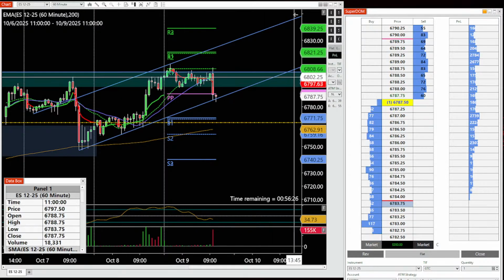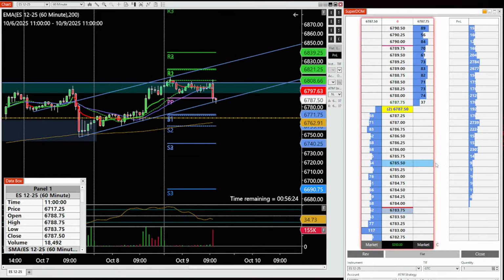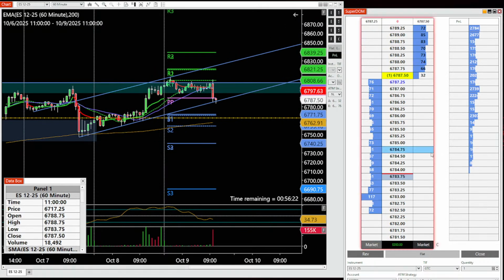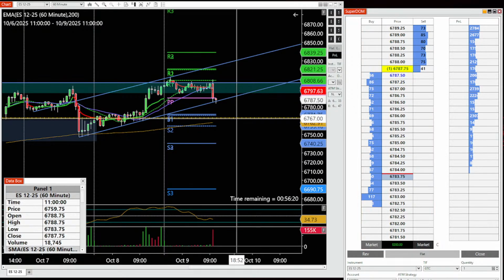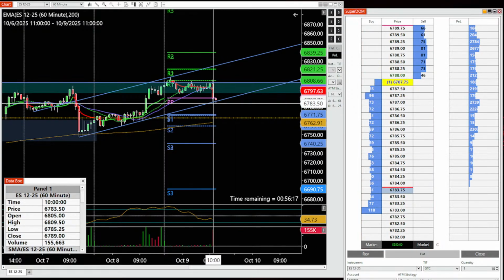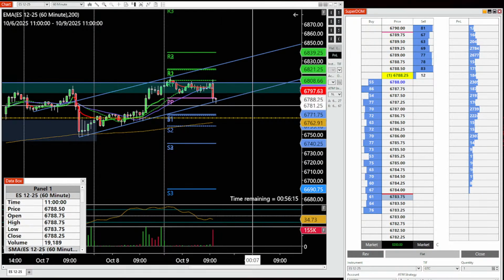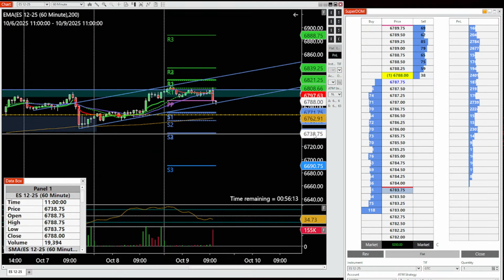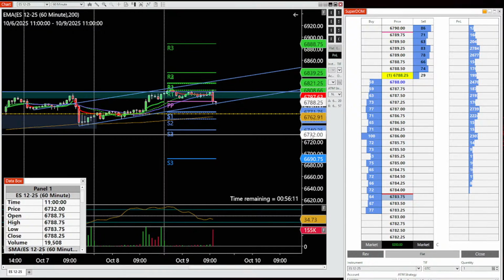$92.50. See, there we go. That's what happens sometimes. You take that first break, a little blip, they come and just grab these orders, and there you go. Off to the races.